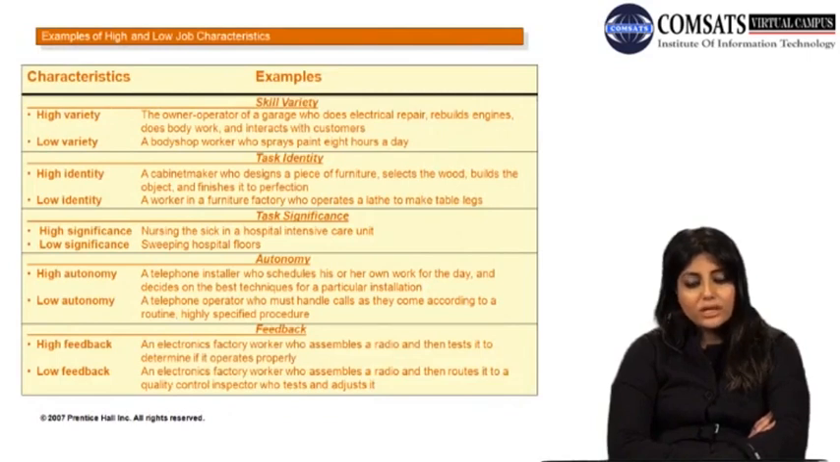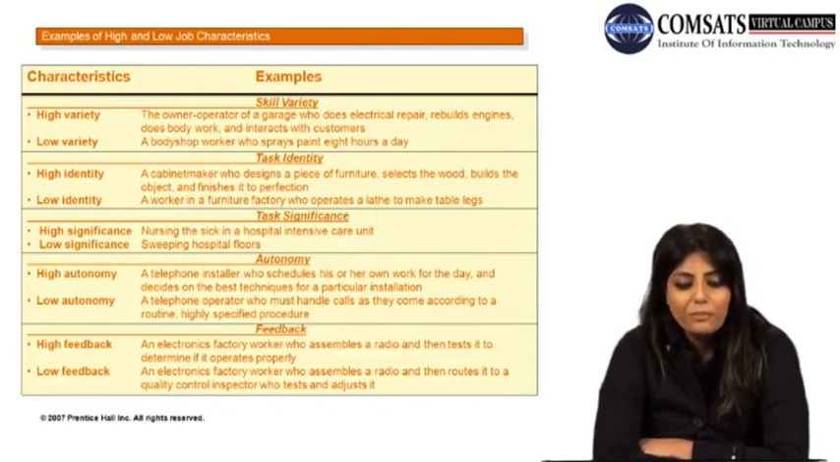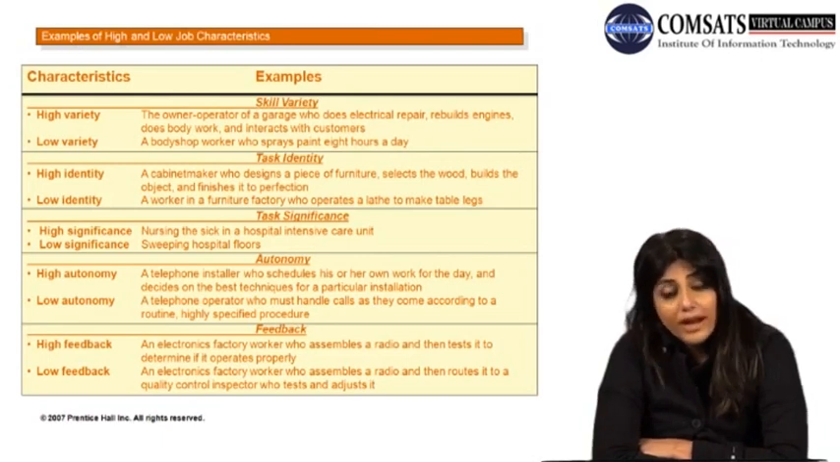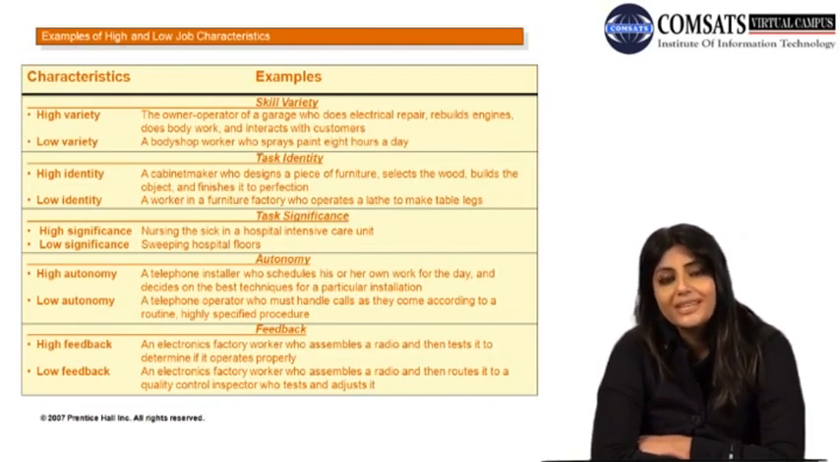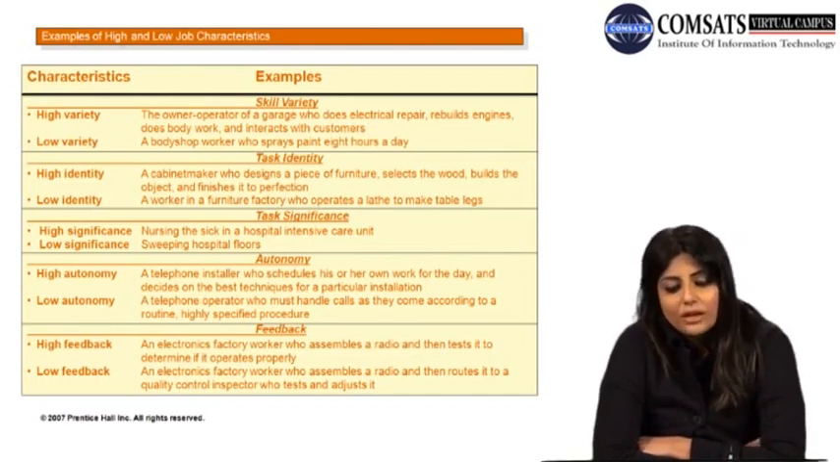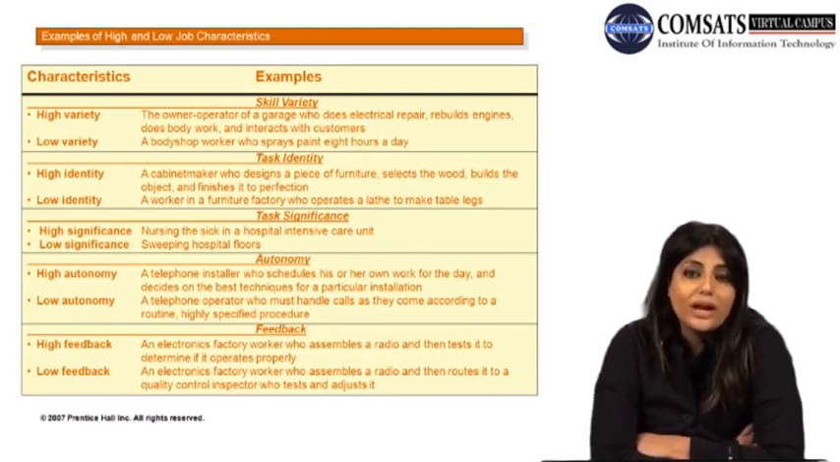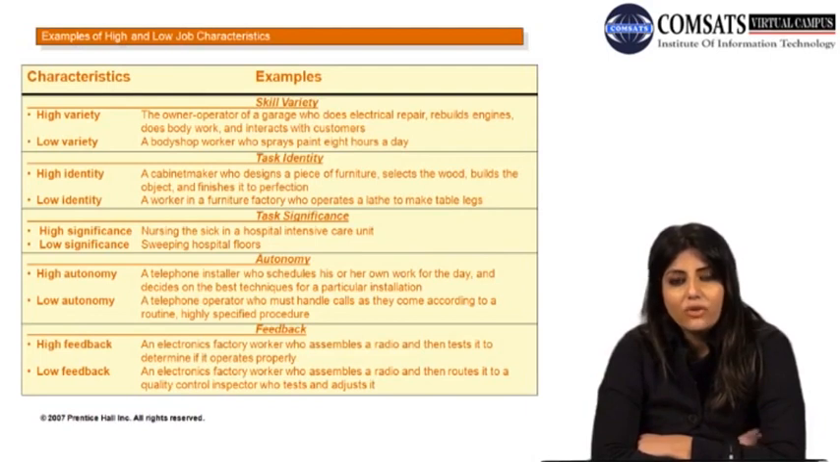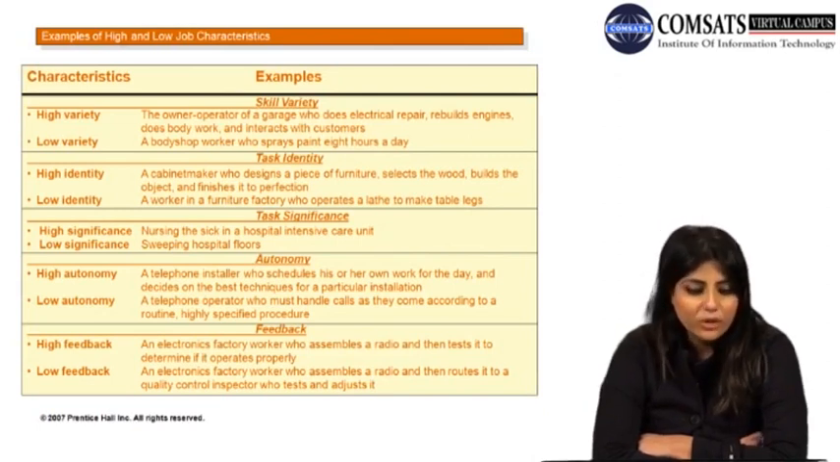So here are different examples of how these core characteristics in the job can vary. If you have high variety in a job or low variety in a job, I give you an example of low variety: a body shop worker who sprays paint 8 hours a day. That is the only job he is doing, so he only needs one type of skill, of course, to do that job. And high variety is where you are into a number of other jobs as well, such as an owner operator of a garage who does electrical repair, rebuilds engines, does body work, etc.